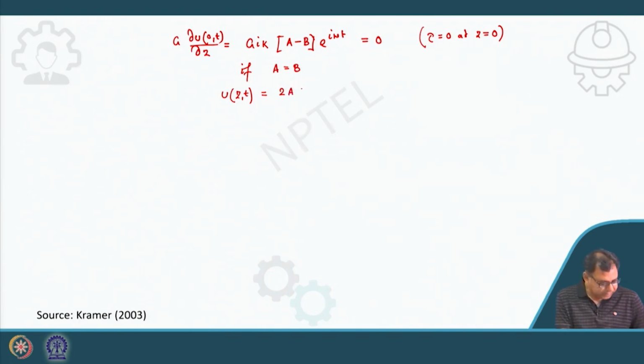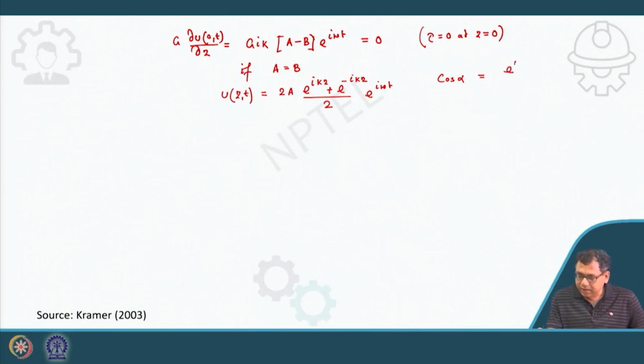A times e to the power i k z plus e to the power minus i k z divided by 2, times e to the power i omega t. How is it coming? Because I know that cos alpha is e to the power i alpha plus e to the power minus i alpha divided by 2. Okay.